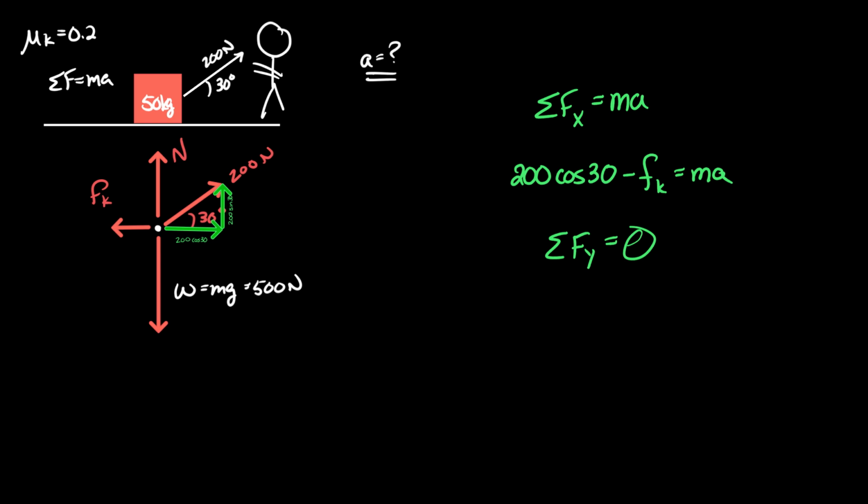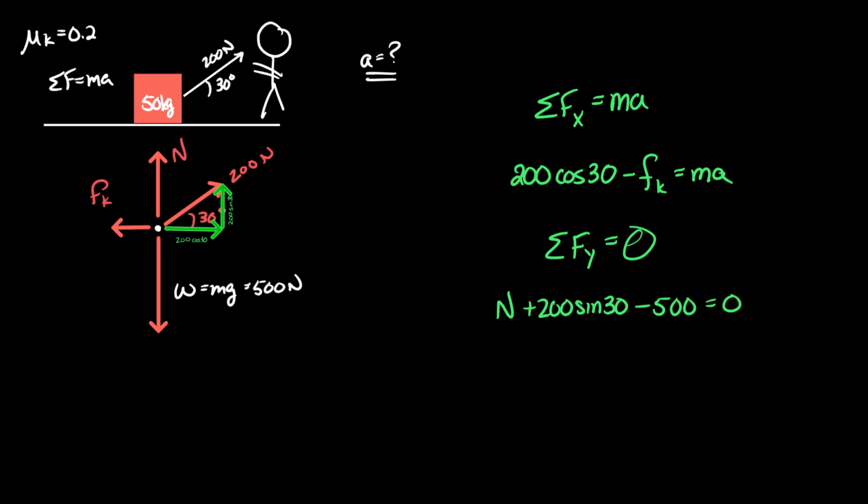Let's do the up and down ones. There's not 2 of them, right? There's 3 of them. I've got the normal force, sure. What else is pointed upwards? Yeah, so plus 200 sine 30. And then I have something pointed downwards, right? 500 equals 0.